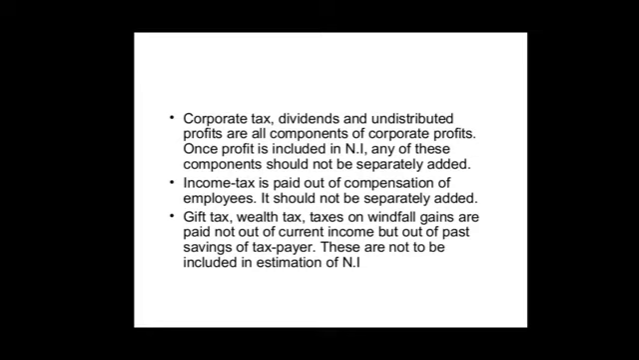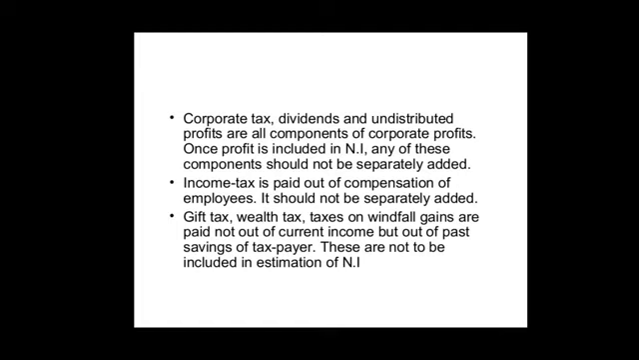Corporate tax, dividends, and undistributed profits are all components of corporate profits. Once profit is included in the calculation of national income, any of the above components such as corporate tax, dividends, and undistributed profits should not be separately added, as they are the components of corporate profits, and profits have already been included in the estimation of national income. Income tax is paid out of compensation of employees, so it should not be separately added.